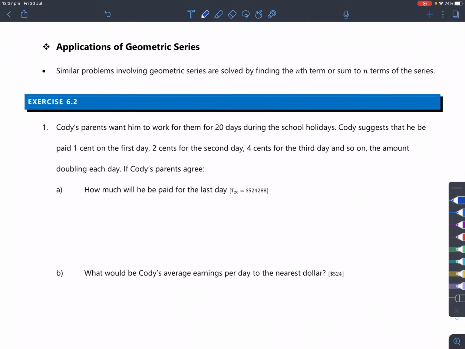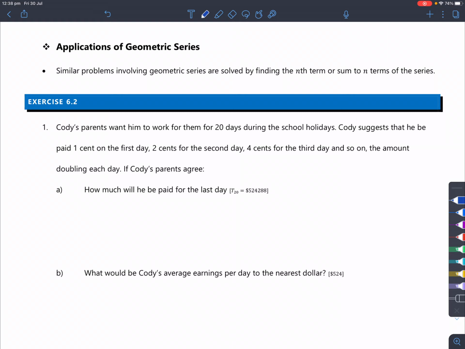Okay, next what we're dealing with is applications of geometric series. In this case, Cody's parents want him to work for them for 20 days during school holidays. Cody suggests that he be paid 1 cent on the first day, 2 cents on the second day, and 4 cents on the third day, and so on. So you can see that these amounts double. If Cody's parents agree, how much will be paid on the last day? So the end of 20 days.